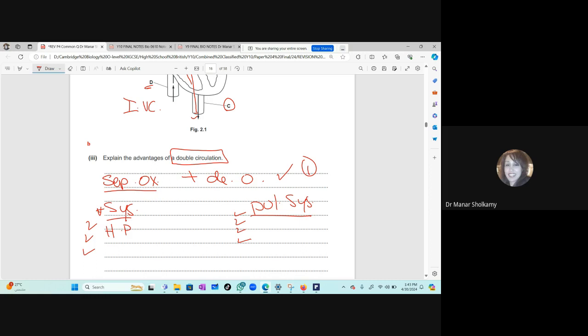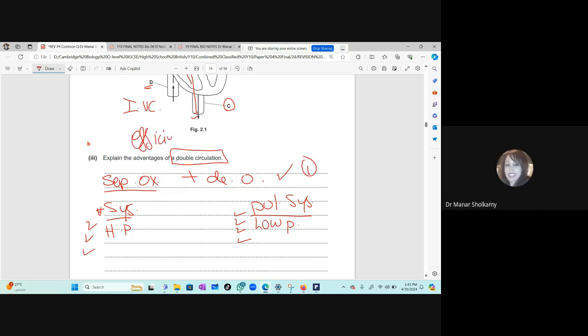And the pulmonary circulation, high pressure or low pressure? Low pressure, to prevent damage and rupture of the delicate alveoli. Yes, thank you very much. Okay, I know that they're not asking you this in this question, but it's very common. If you compare this circulation with the circulation of fish, which one is efficient? The double circulation.